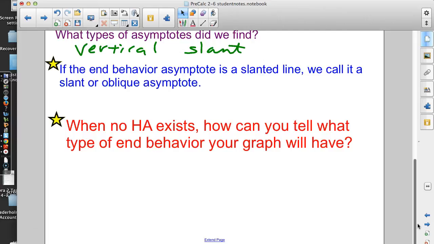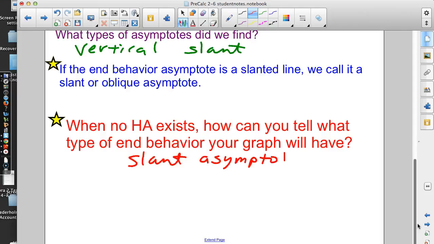So when no horizontal asymptote exists, how can you tell what type of end behavior your graph will have? You use your slant asymptote. Especially, remember, for the branches, this is going to work. Your slant asymptotes, your horizontal asymptotes definitely work for the branches. With hyperbolas, that's a big win. The middle is something we'll deal with as we go.